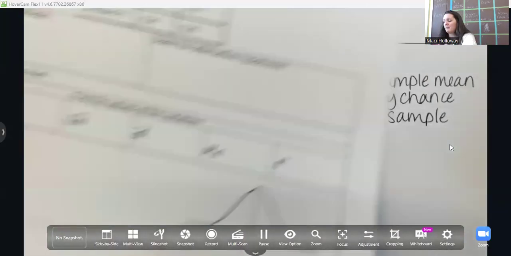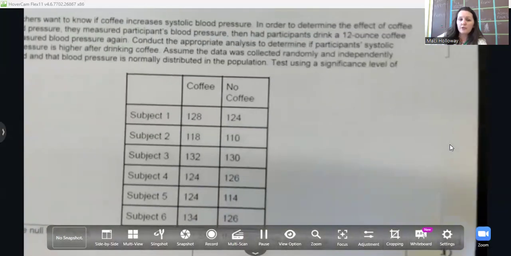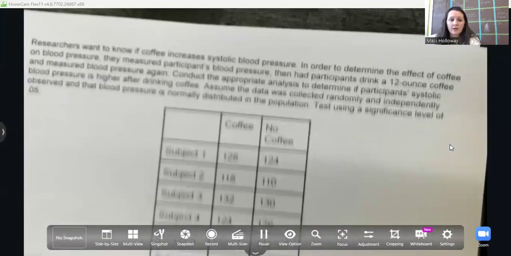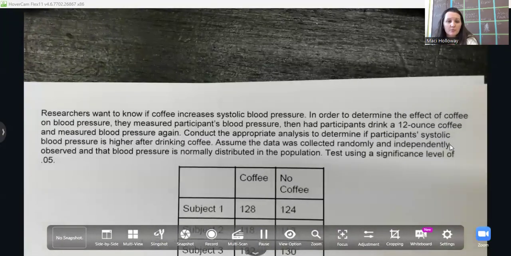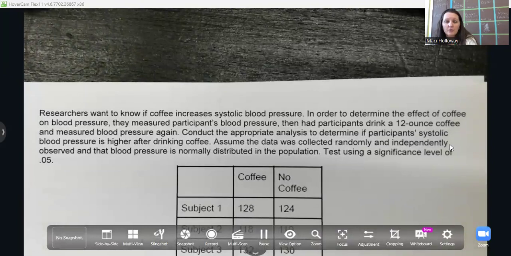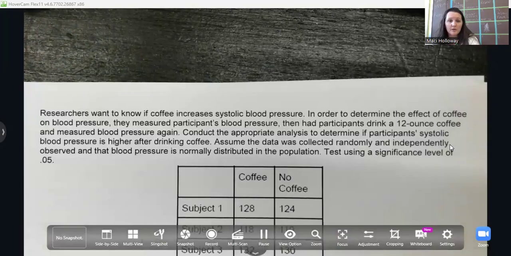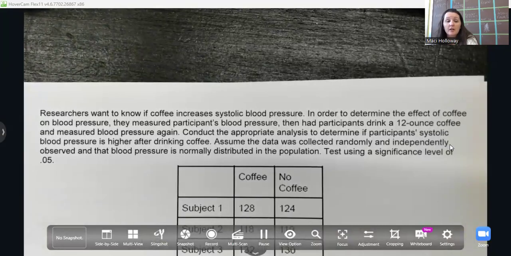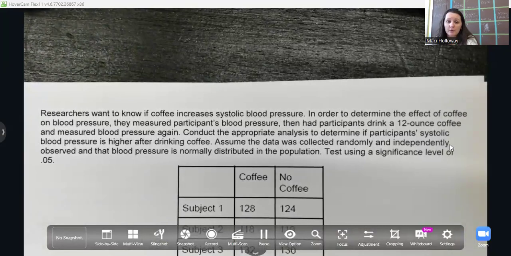All right, flipping to the back here, we're going to do a sample paired t-test. So here's our example here. Researchers want to know if coffee increases systolic blood pressure. In order to determine the effect of coffee on blood pressure, they measured participants' blood pressure, then had participants drink a 12-ounce coffee and measured blood pressure again. Conduct the appropriate analysis to determine if participants' systolic blood pressure is higher after drinking coffee.